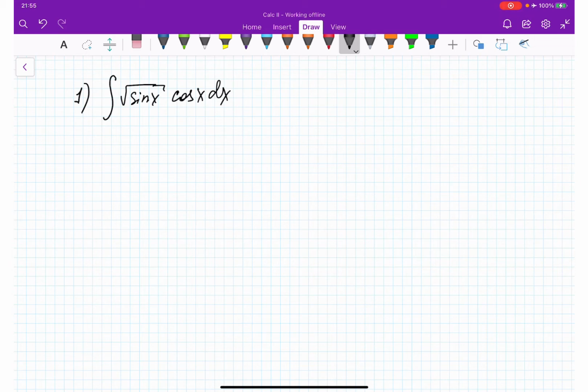Let's say I am a student and I'm going to solve it. What I would notice right away is I have sine, I have cosine. What is interesting about this fact? The derivative of sine is cosine. That is the key part here, which means what I'm going to do next is substitute.